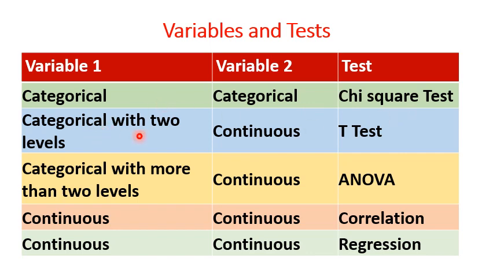Then, if the first variable is categorical with 2 levels, for example, gender with 2 levels, male and female, and the second variable is continuous, for example, test score, the marks obtained by students in an examination, in this case, you can use the t-test.